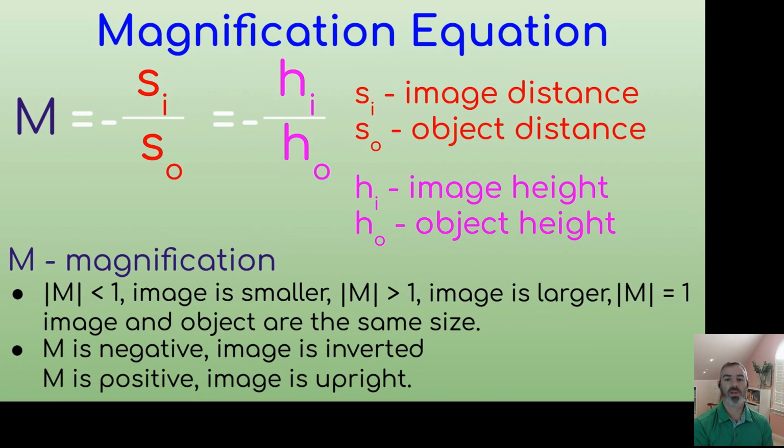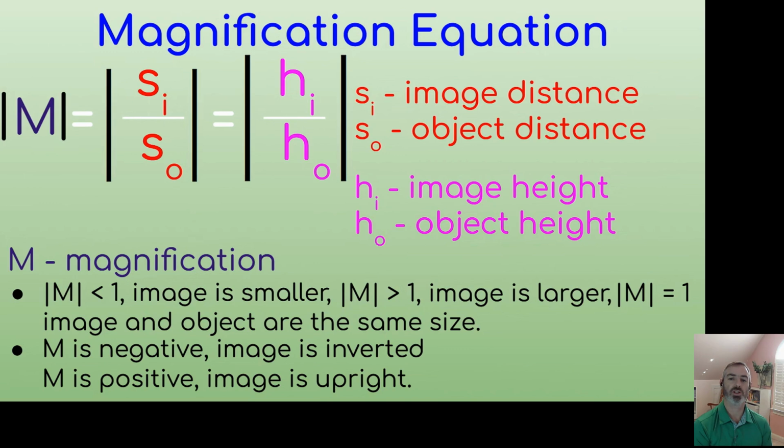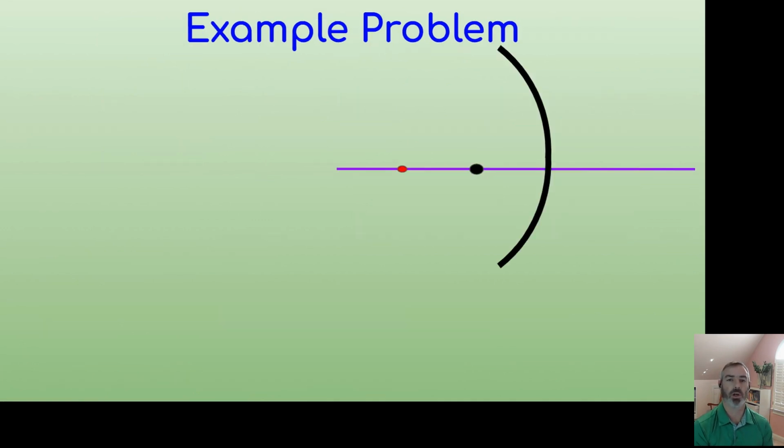Now, on the AP Physics 2 formula sheet, we just see the absolute value, so we're going to need to make sure that we know how to apply the positives and negatives for image distance, object distance, image height, object height, and magnification. So let's go through an example problem that targets that.